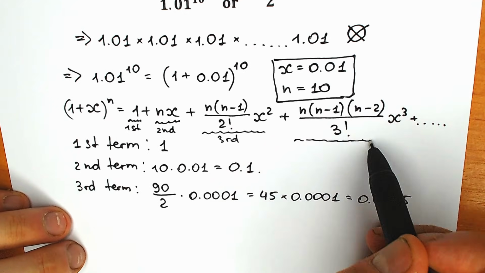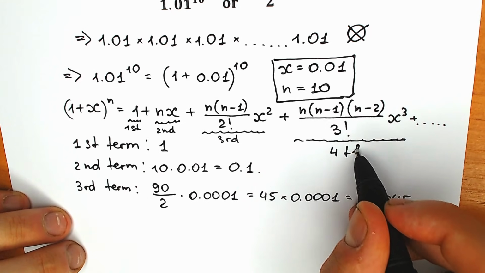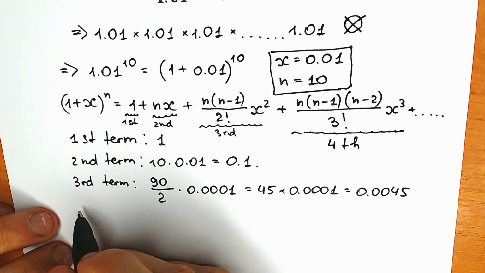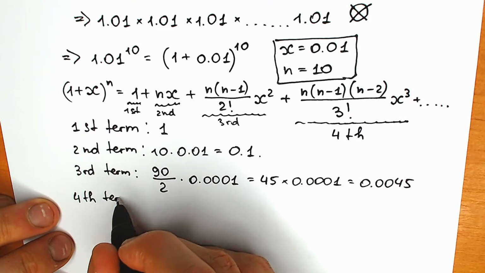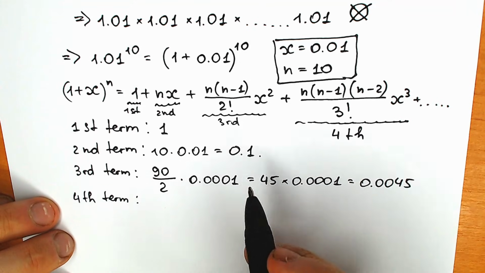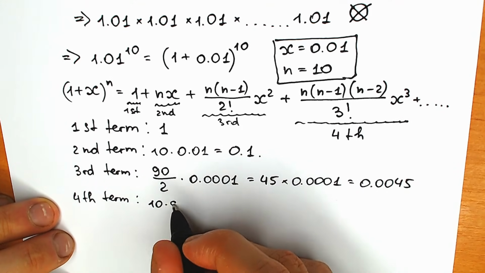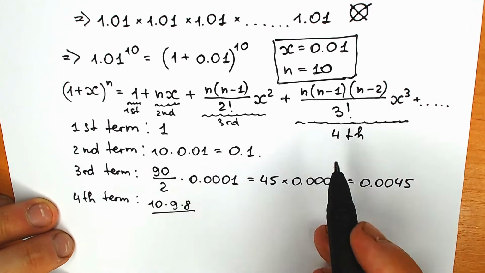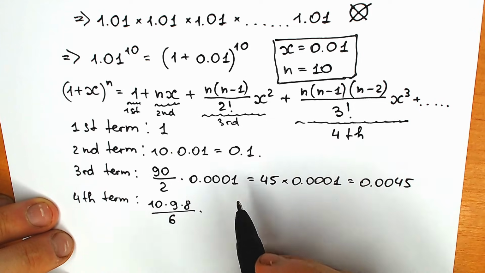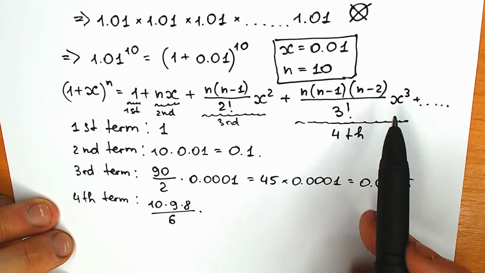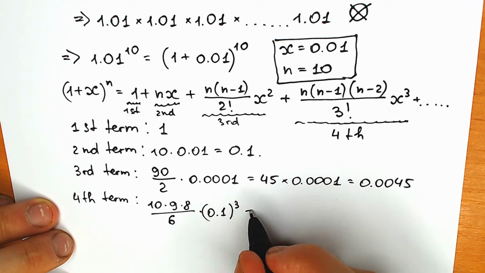This is our fourth term, so let's underline it and find it right here. What do we have? We have 10 times 9 times 8. We're going to divide it by 3 factorial, which is 6, and we're going to multiply it by 0.01 to the power 3. What do we have right here?